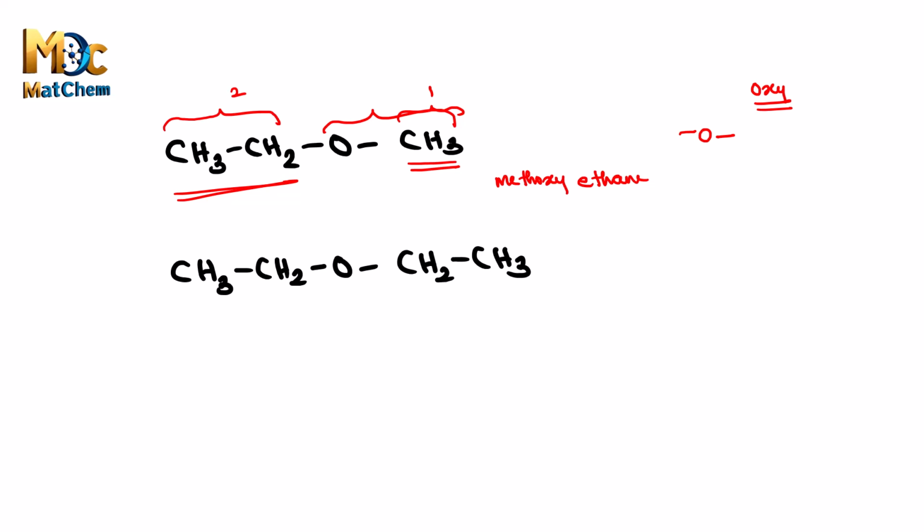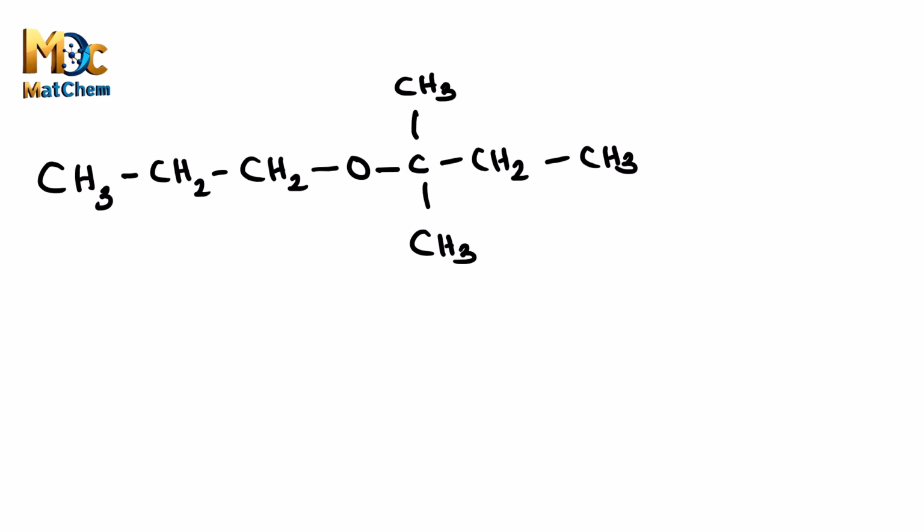Now here you can see 2 carbons on either side, so you can select any one. If you select this one, this can be called ethoxy. On the other side, we have 2 carbons, which can be called ethane. So this can be named as ethoxyethane. The thing is that the oxy name has to be given to the alkyl group with the lesser number of carbon atoms. So we will take some complex examples like this.